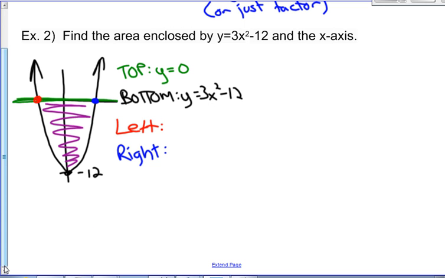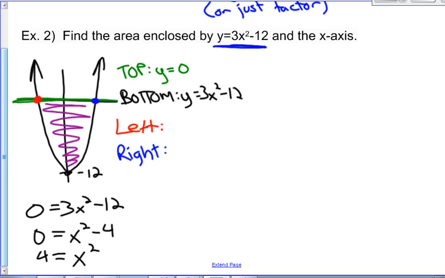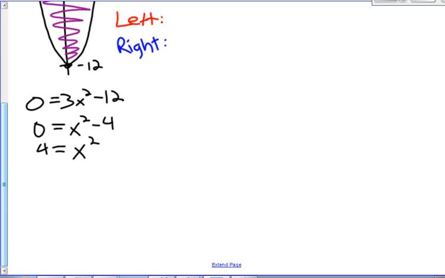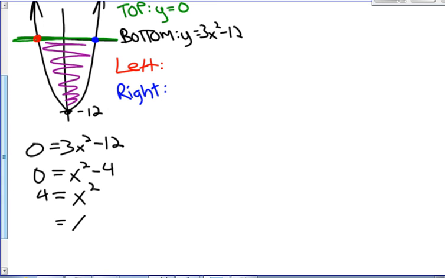Now the way to do that is just find the x-intercepts of this. So set the curve equal to 0. So 0 equals 3x squared minus 12. That's no big deal for us to solve. If we want to, we could just divide both sides by 3 and call that 0 equals x squared minus 4. Or x squared equals 4. Or x equals plus or minus 2. Okay, or we could have factored it. So obviously, this is the negative 2 right here. And this is the positive 2.